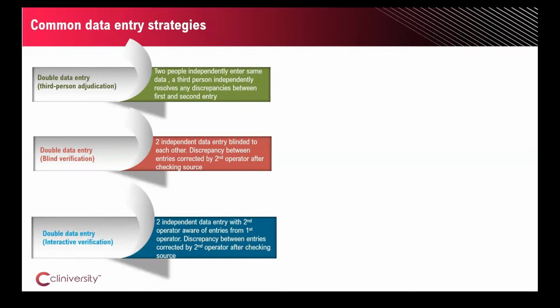In double data entry with an interactive verification, two people will independently enter the same data. The second data entry person will resolve the discrepancies between the first and the second entries. But here, he will also be aware of what the first person is entering. He will not be blinded to the first person's entry value.